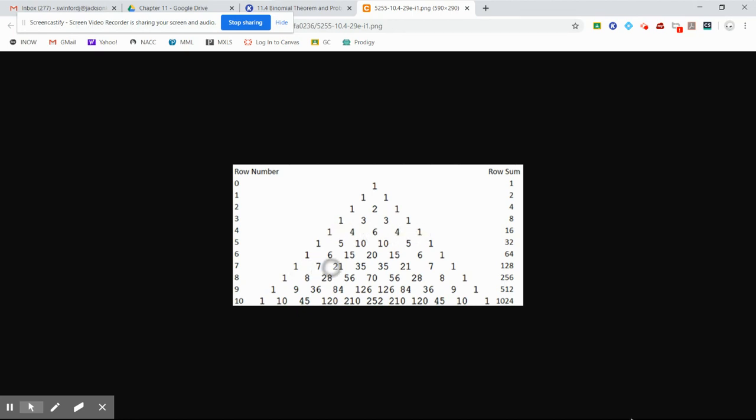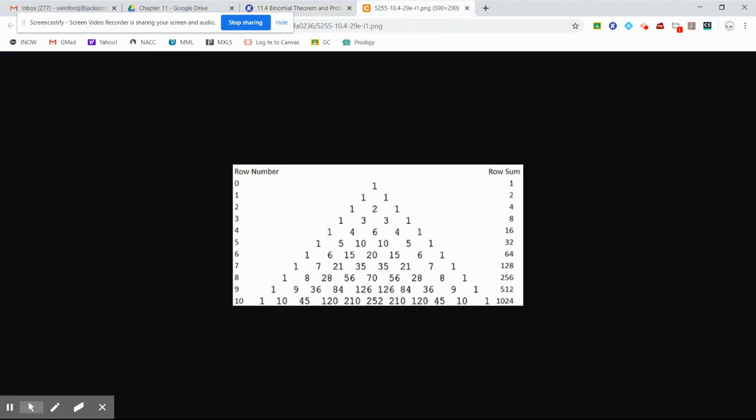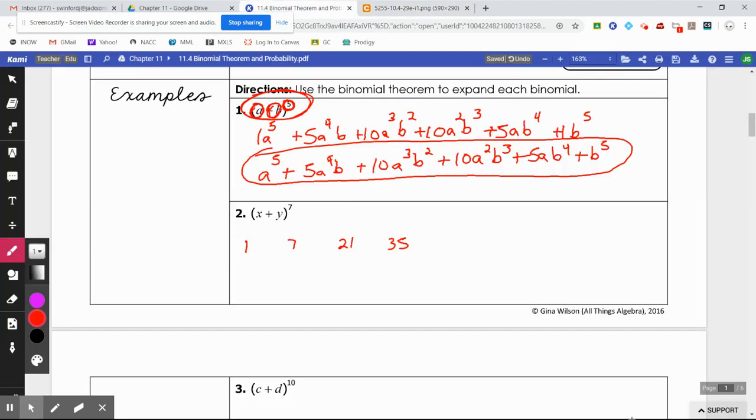I just need the numbers in my seventh row, which is 1, 7, 21, 35. Notice the symmetry there: 1, 7, 21, 35, and then it just counts backwards. So let's go back. 1, 7, 21, 35. And is that right? 1, 7, 21, 35. And then I have 35, 21, 7, and 1. All those numbers were positive, so if you'd like to put plus signs in front of all of them, just so you have that to separate your terms in this sequence.